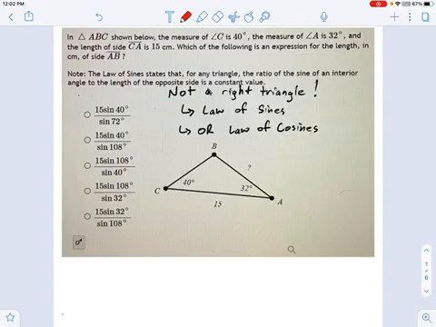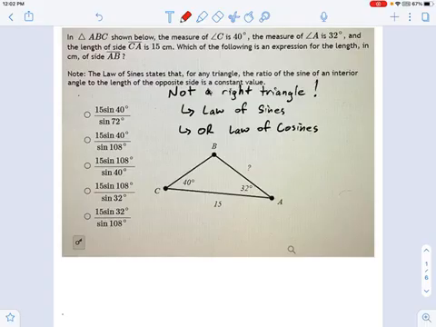Now, this problem gives you a pretty big hint, right? It says, hey guys, the law of sines. So that's a good hint. We're going to be using the law of sines. And that should always be your first try. Law of cosines is what you use if the law of sines doesn't work. And I'm not going to get into that in this video because this is a law of sines problem.